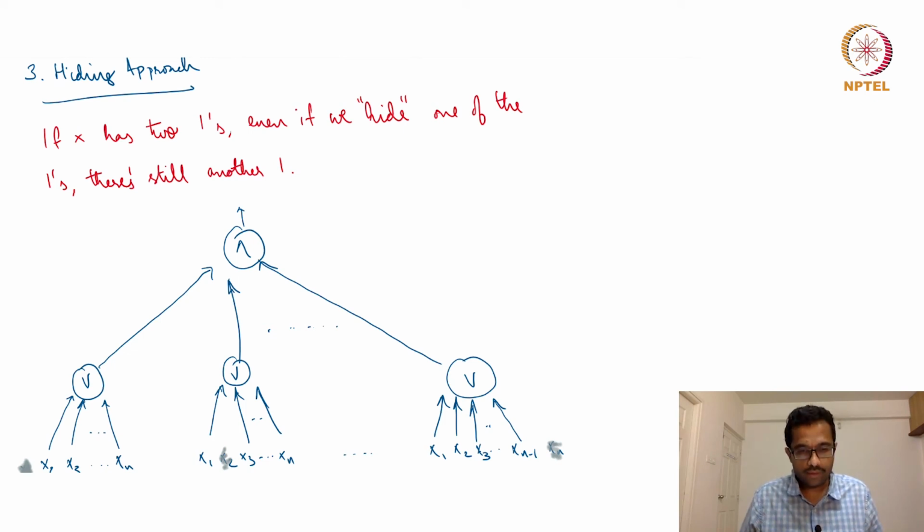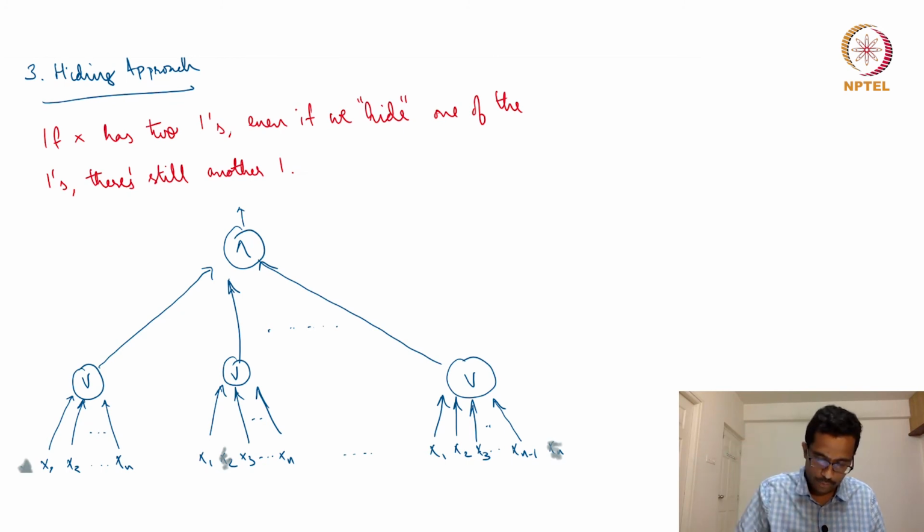xi's which are both 1s, then even if we hide one of the xi's and take an OR of the remaining bits, it should still give us 1, because there are at least two 1s. So even if you hide any input bit, the OR of the remaining things should give us a 1. And this will happen only when there are two input bits equal to 1. If there is only one input bit equal to 1, then if you hide that, the rest of them will not give a 1 upon ORing them.